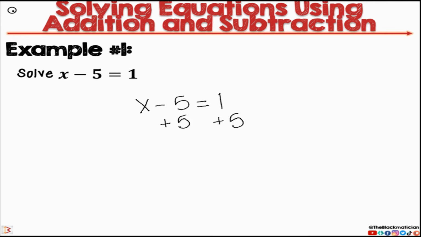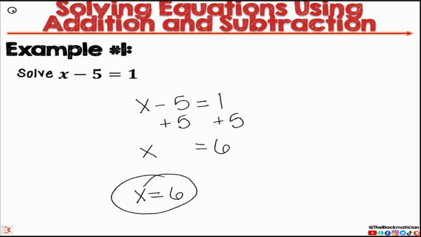Once I do that, I have a negative 5 plus 5, so we are adding two integers of different signs, but they are the same, so they are going to cancel out. So we're going to get x equals 1 plus 5, which is 6. So when you solve x minus 5 equals 1, you're going to get that x equals 6.